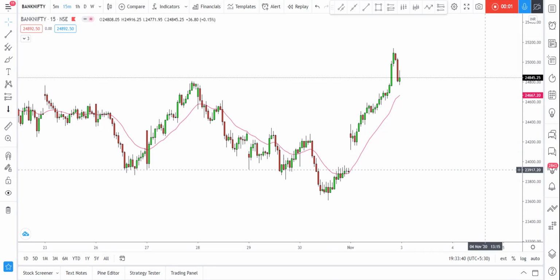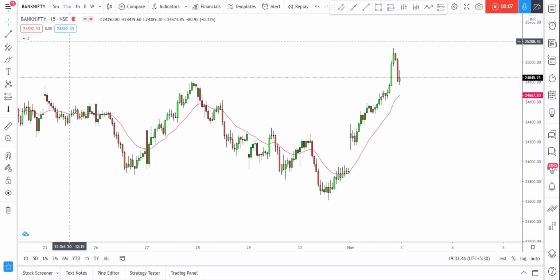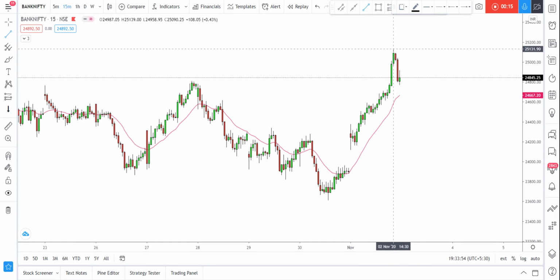Good evening. Today we are going to look at the pre-market levels for 3rd November 2020. Currently I'm in the Bank Nifty chart, which is spot, and the time frame is 15 minutes. I'll mark important levels.